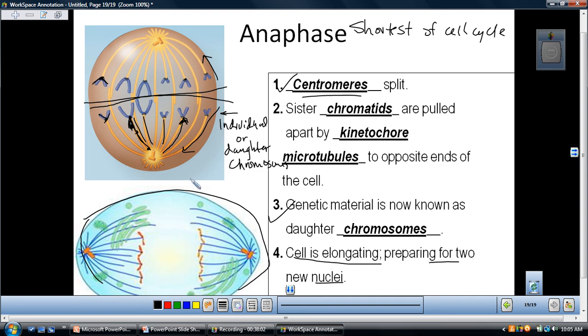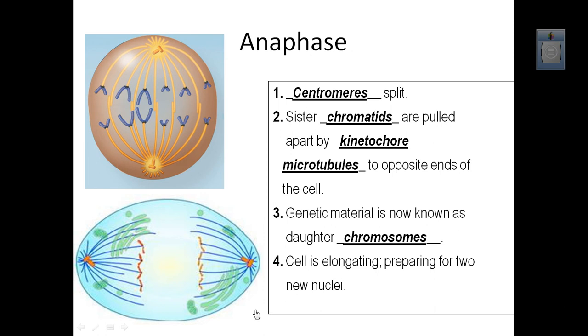Okay. Let me make sure I hit everything on this one. Yep, kinetochore microtubules shorten, cell elongates. By the end, this side will have the equivalent of one set of chromosomes. This will have the equivalent of the other set of chromosomes that will go to each new respective cell.